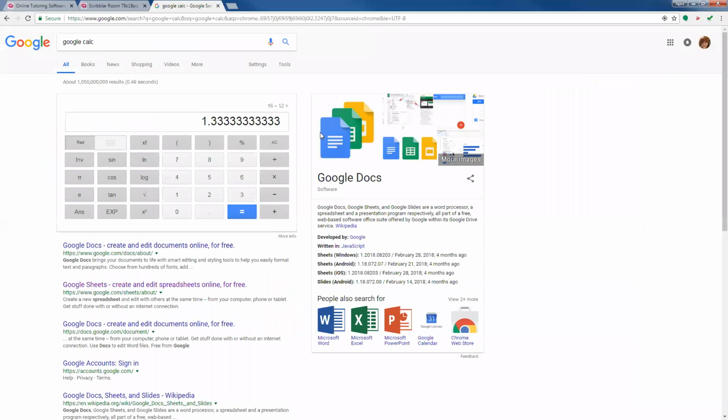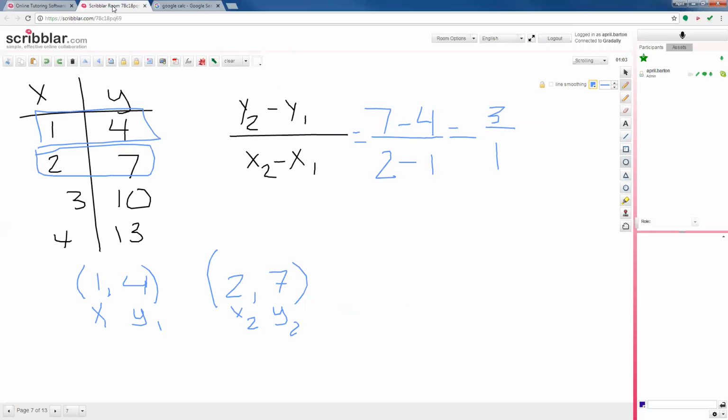And we do the division this time. 3 divided by 1 doesn't come out as a weird decimal. So you can just say 3 divided by 1 is 3. So this time the slope is 3, or the rate of change. Again, those are just 2 different words for the same thing. So if it asks for rate of change, you do this formula. If it asks for slope, you do this formula.